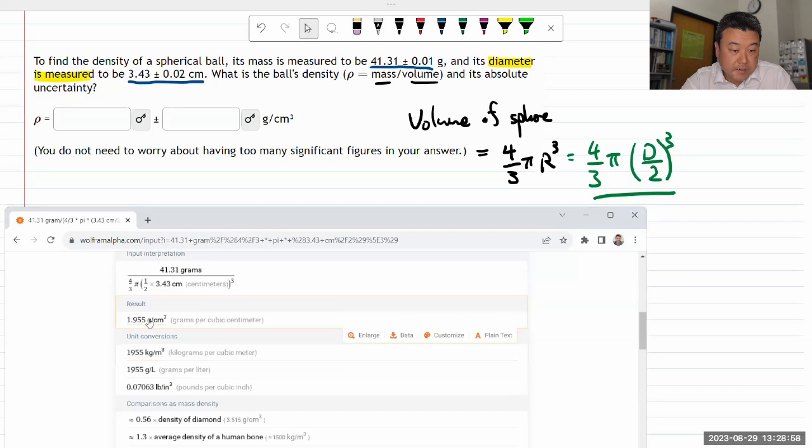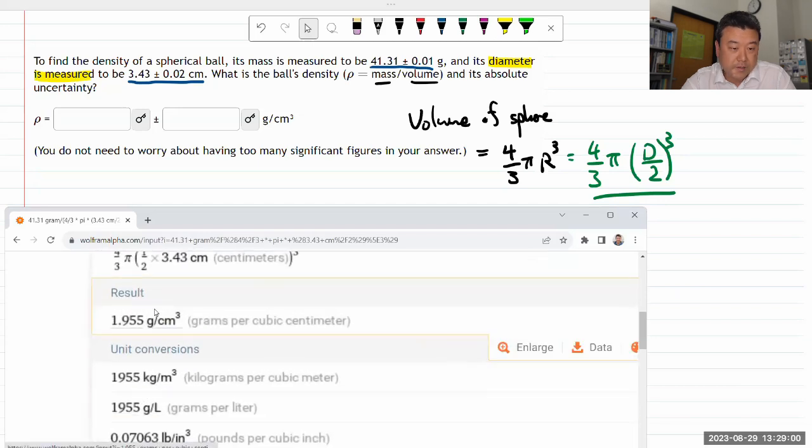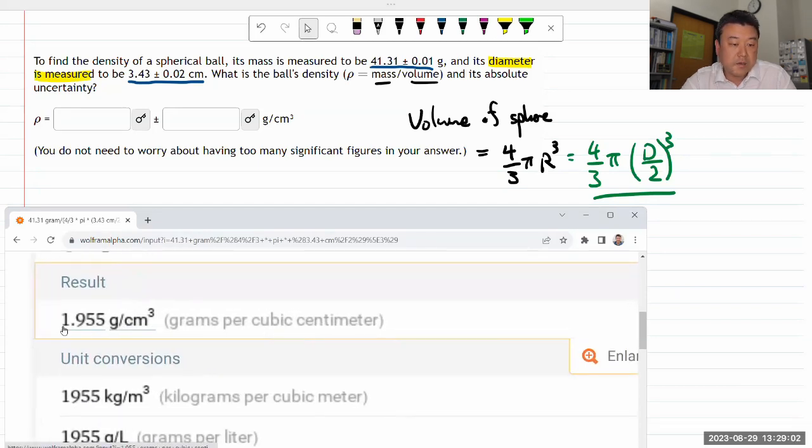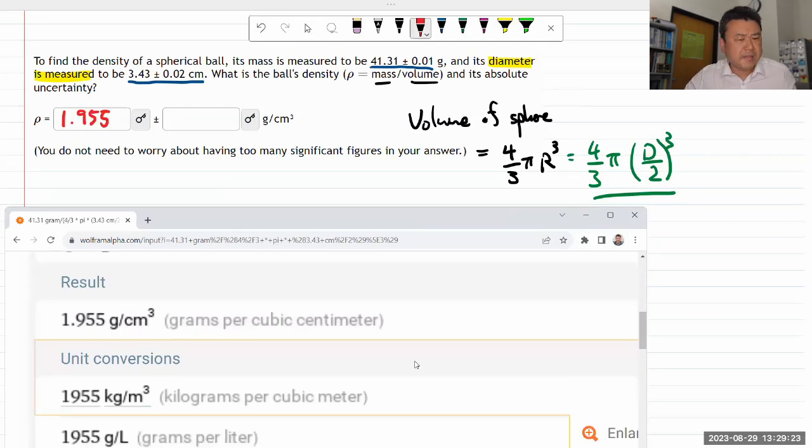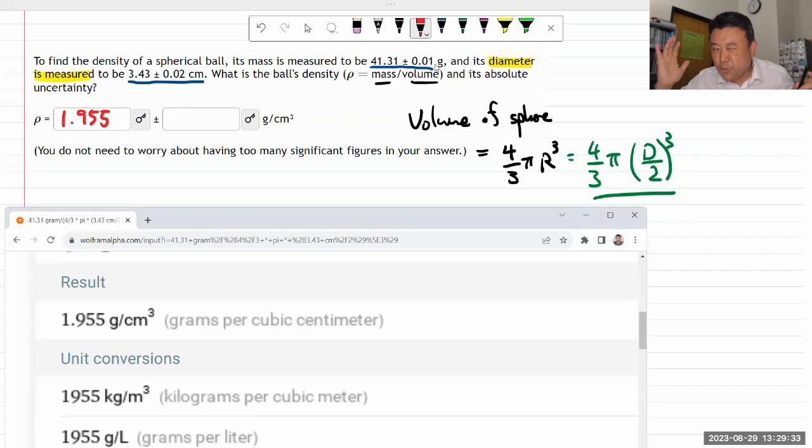So it says, and this is the unit conversion I mean, it's giving 1.955 gram per cubic centimeter. And I can imagine a lot of people getting stuck in this second part. How do you calculate the uncertainty? Because if you simply try to put in these values, more likely than not, it won't be graded as correct. You actually have to go through a calculation to get that.